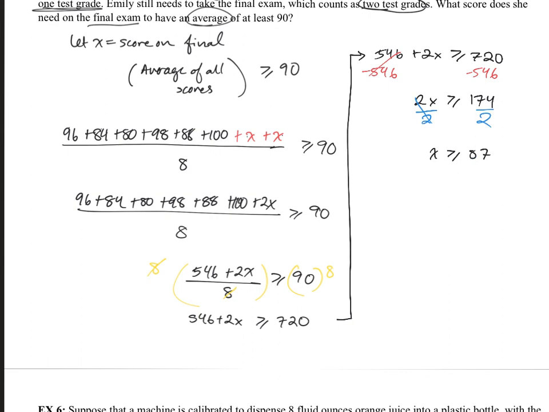So what does this mean? Well, the score she needs on the final is an 87, or at least an 87. Emily must score at least an 87 to earn an A in the class.